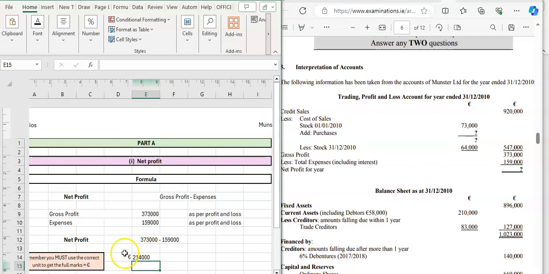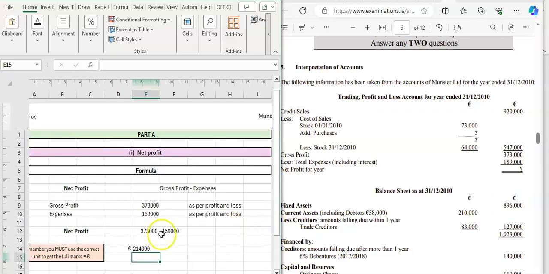Remember to use the euro sign because that's the unit that you need for that. So that's number 2 for the Munster 2011 paper, ordinary level, for your ratios.